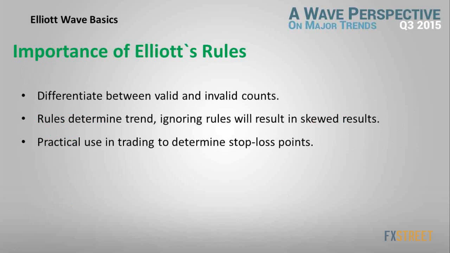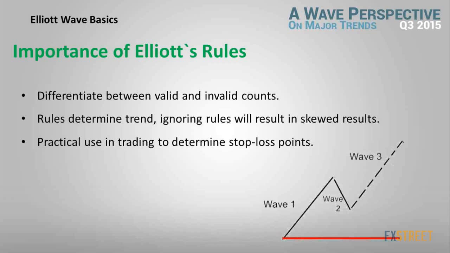Why are these rules important? Because rules determine the trend. If rules were ignored, then the result would be skewed. And more importantly, we use these rules to determine our stop-loss point. If a count reaches a certain point, then the count is invalid, and we have to go back to the drawing board to analyze the market and understand its behavior. As a quick example, we use the first rule to determine the invalidation point for second waves, so we draw a line at the start of wave 1, and if the downwards movement moves below that line, then our count is invalid.